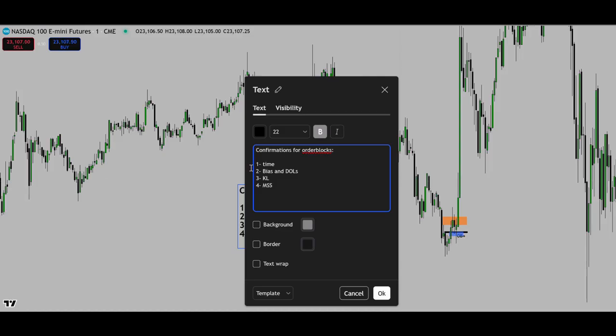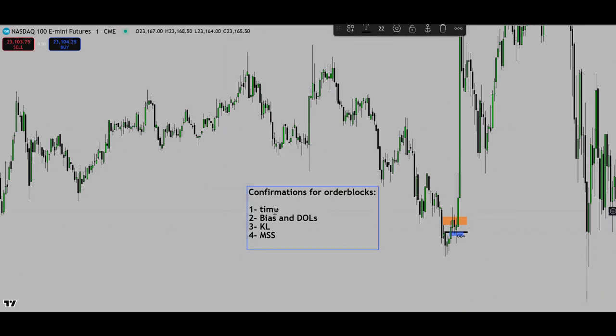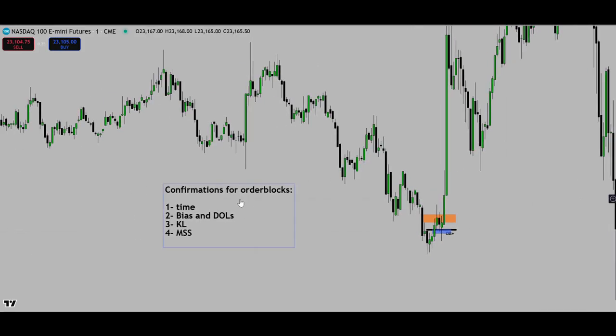You need that break in market structure or the change in state of delivery to occur before actually entering the trade. So if you have the time set up, if you have your bias and draws on liquidity found, if you have your key level, but you don't have a market structure shift, you're still waiting on the sidelines. What do I mean by that?